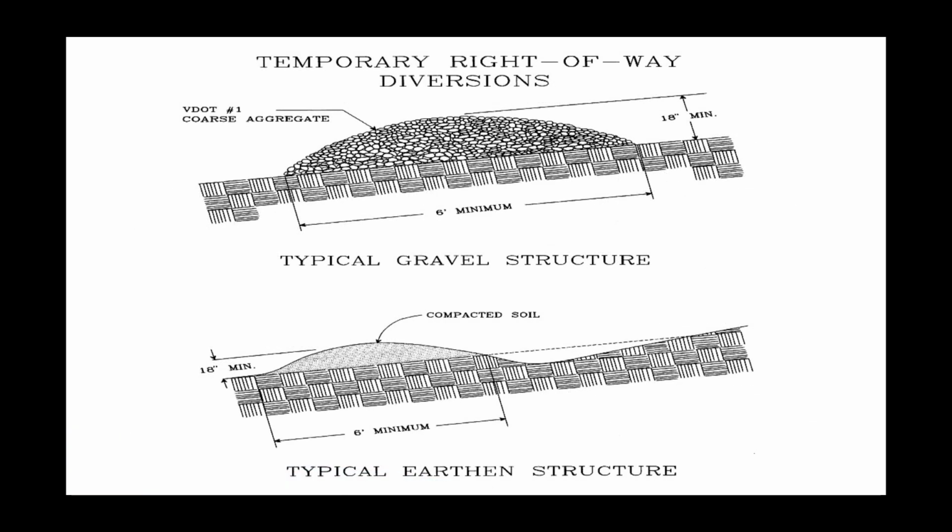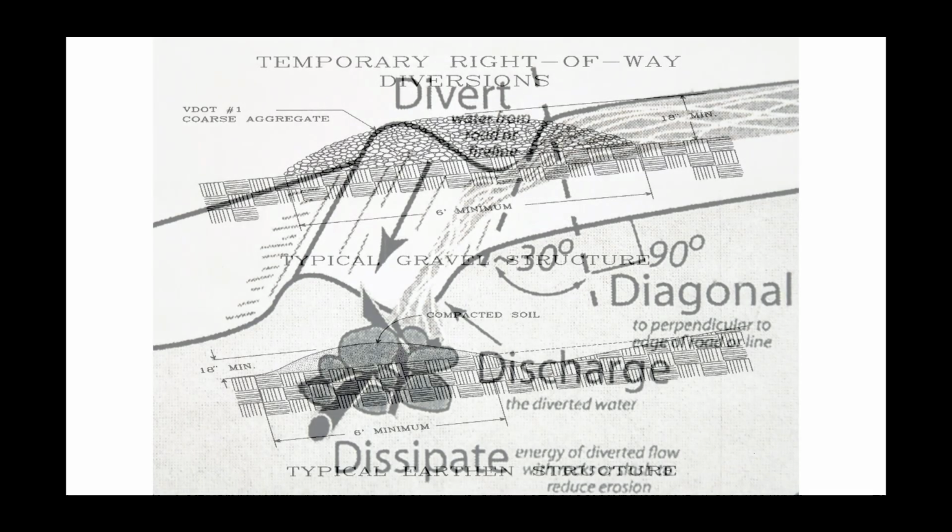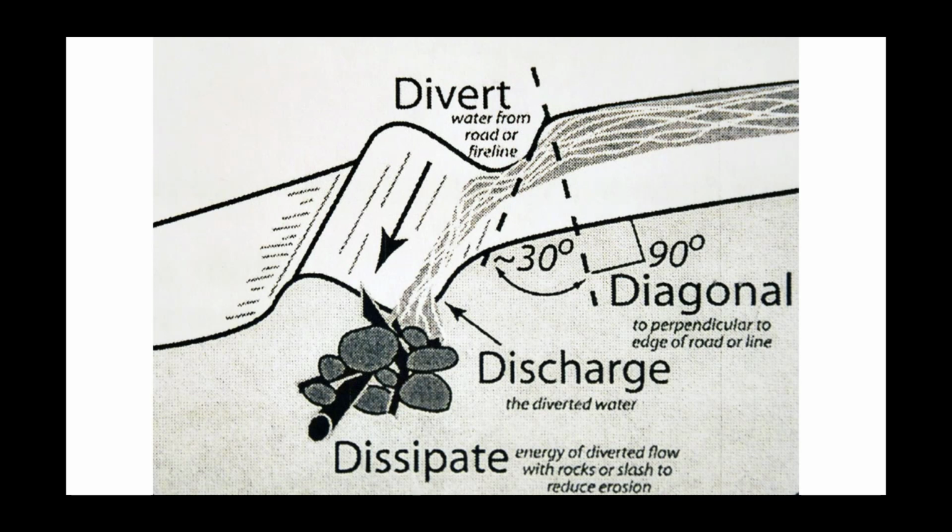Here's another detail view. Right-of-way diversions can also be built of VDOT #1 coarse aggregate instead of dirt, compacted soil. Typically, they're earthen structures. On this slide, you can see an isometric view of the water bar itself in relation to the construction right-of-way.